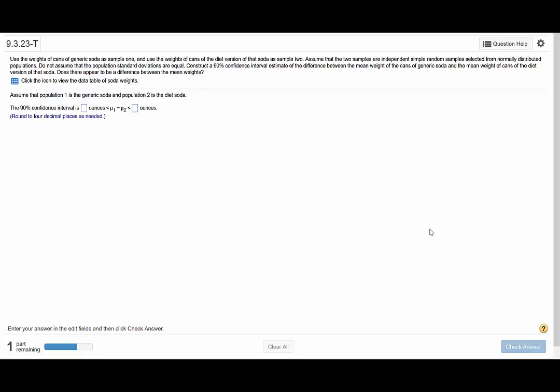Construct a 90% confidence interval estimate of the difference between the mean weight of the cans of generic soda and the mean weight of cans of the diet version of that soda. Does there appear to be a difference between the mean weights?